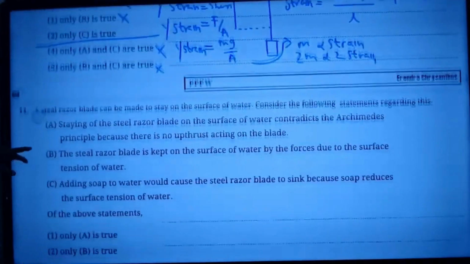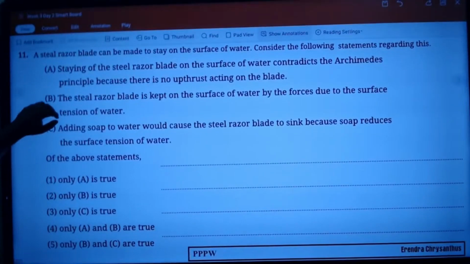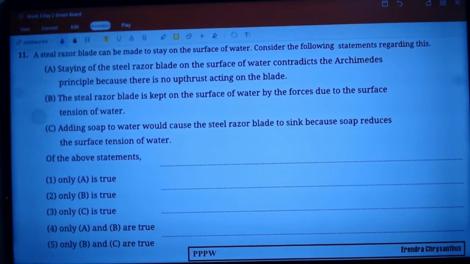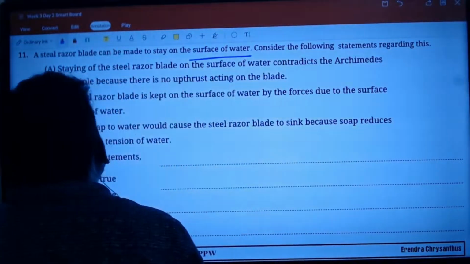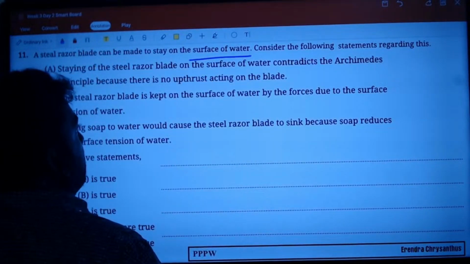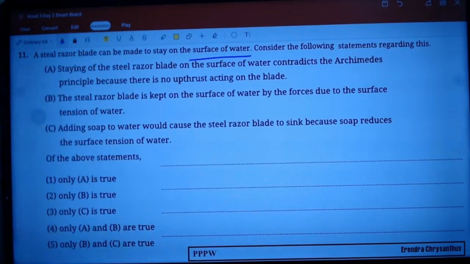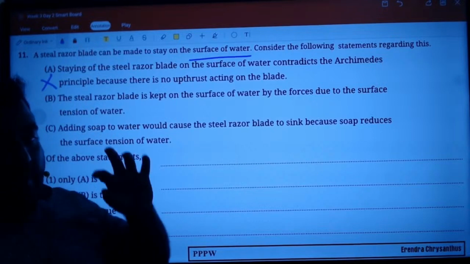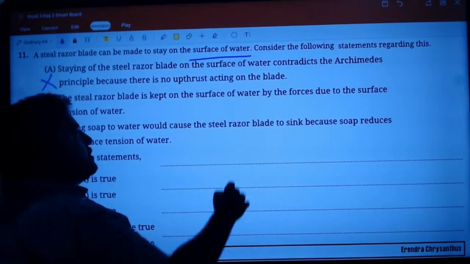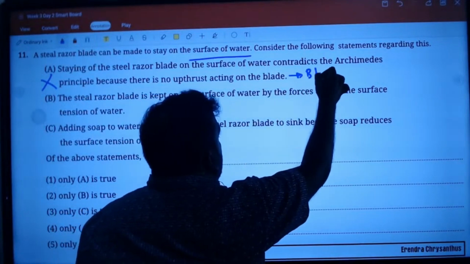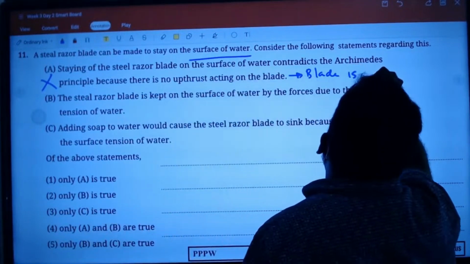A steel razor blade is made to stay on the water surface because of surface tension. Staying of the steel blade on the surface of water contradicts Archimedes' principle because there is no upthrust acting on the body. This is wrong. You know why? The blade is not submerged. Archimedes' principle is valid only when the blade is submerged. The blade is not submerged.